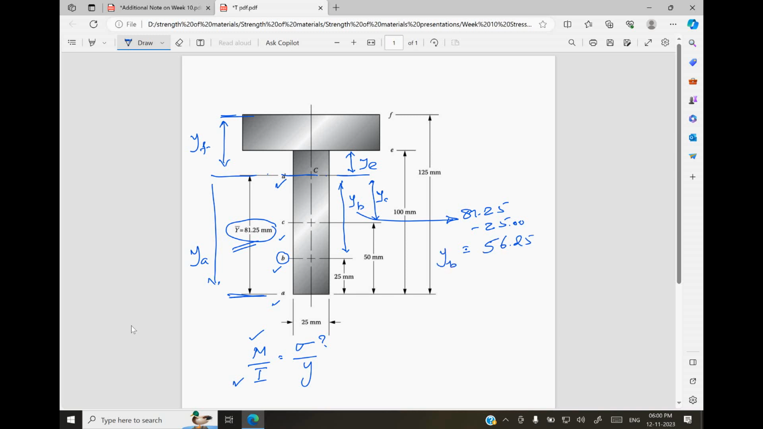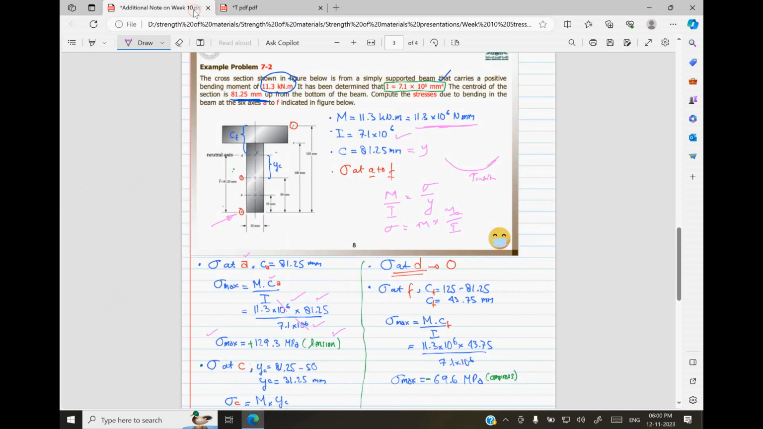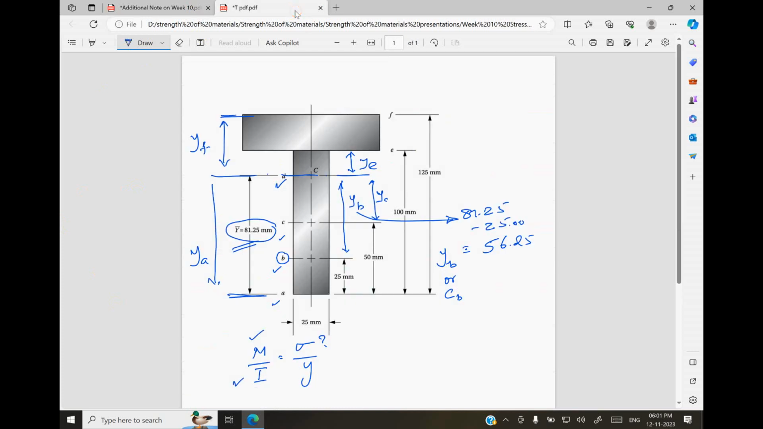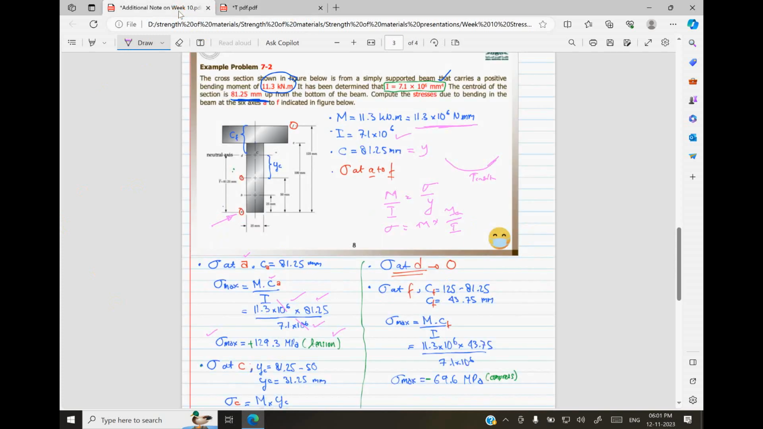Here he is calling it CB. Let us call it CB only. Now let's go to the problem. Here, sigma at C is YC. 81.25 minus, what did he do here? YB is 25, is it not? Yeah, YB is 25.